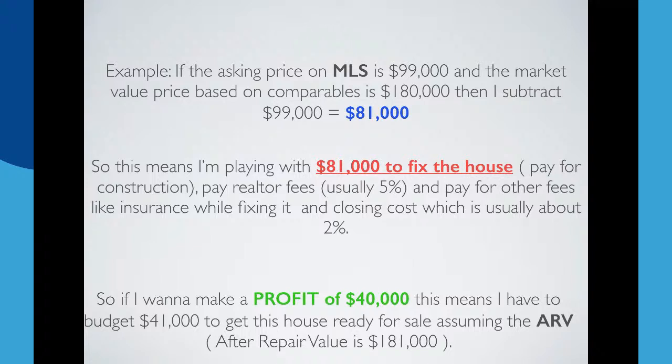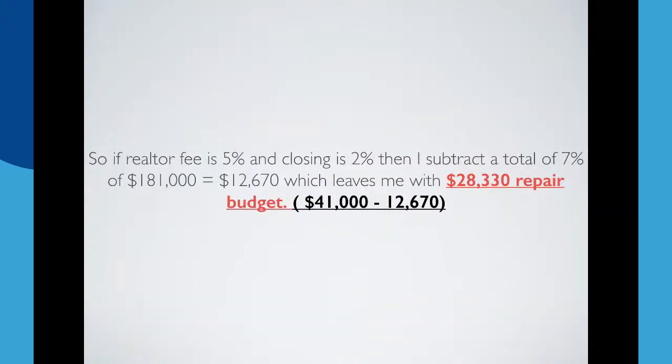So let's keep going. If the realtor fee is 5% and the closing cost is 2%, then I subtract a total of 7% of 181. 7% of 181 is 12,670, which leaves me with $28,330 as a repair budget. How did I come up with $28,330? 41,000 minus 12,670. Again, the 12,670 is the 7%: 5% for realtor fee, 2% for the closing costs. You follow so far? Okay, $28,330 repair budget.